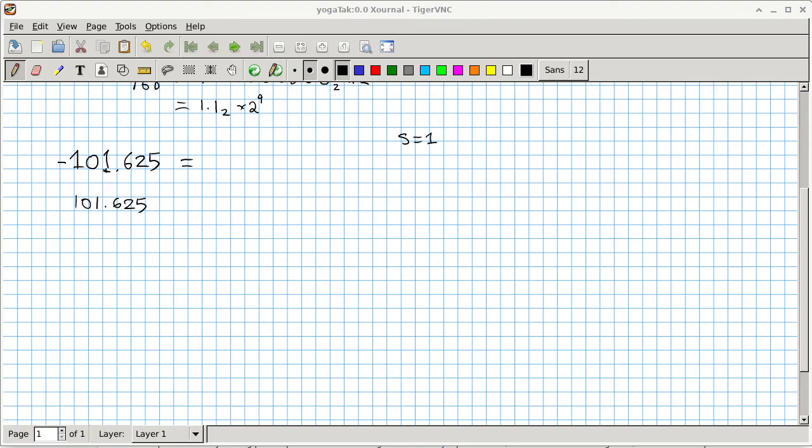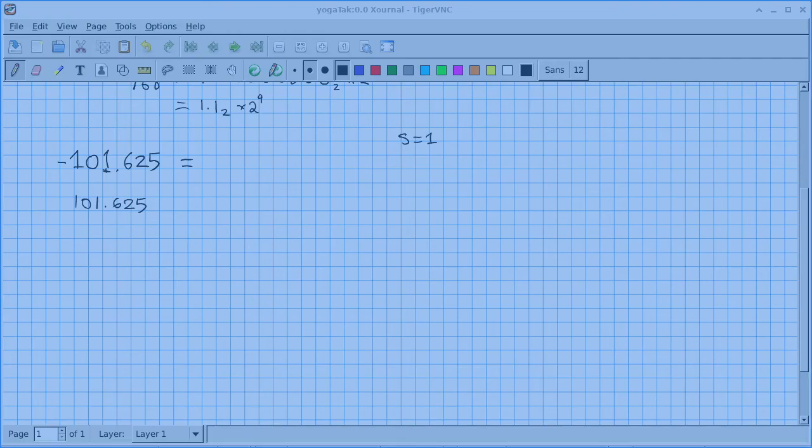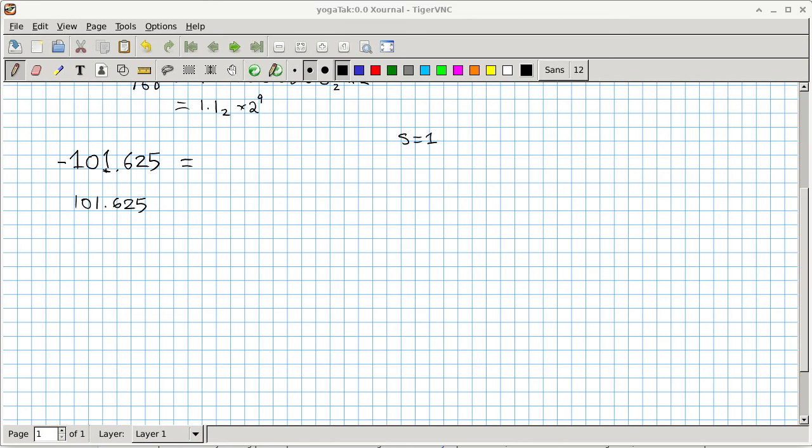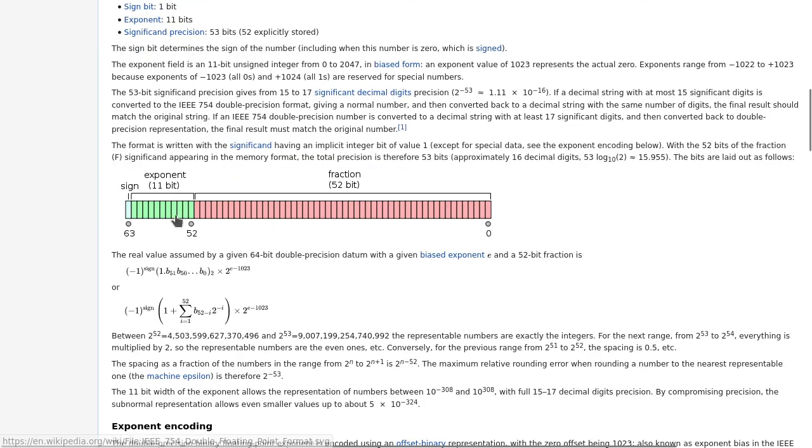In other words, if I go back to this pictorial representation, we are talking about, oh, you guys cannot see it. I don't know why. Okay, let's try that one more time. There we go. So we are talking about this bit over here.